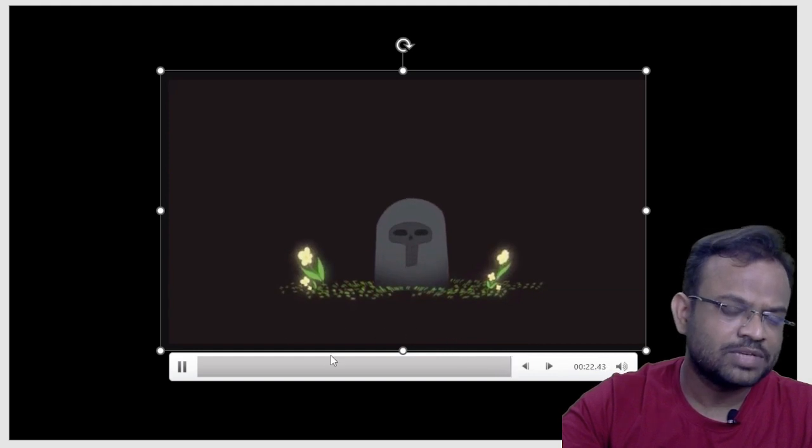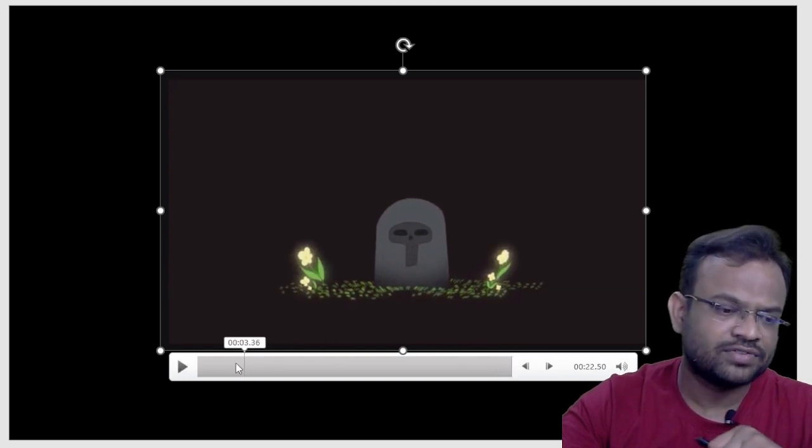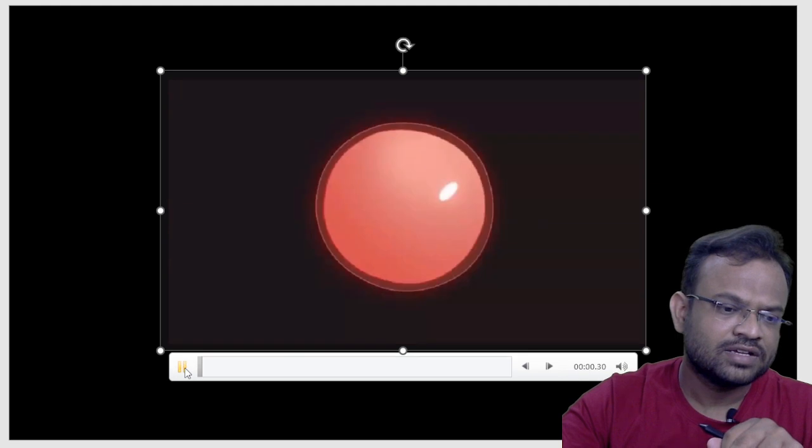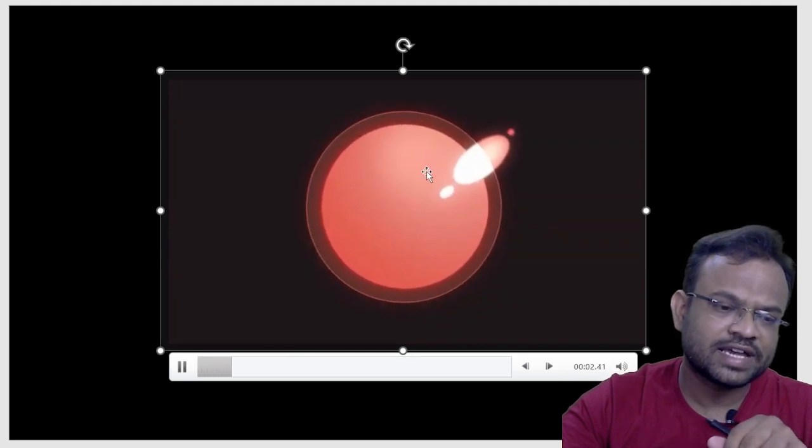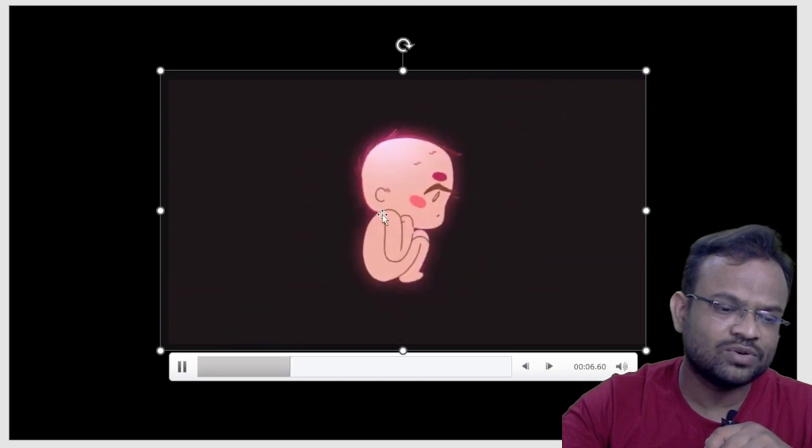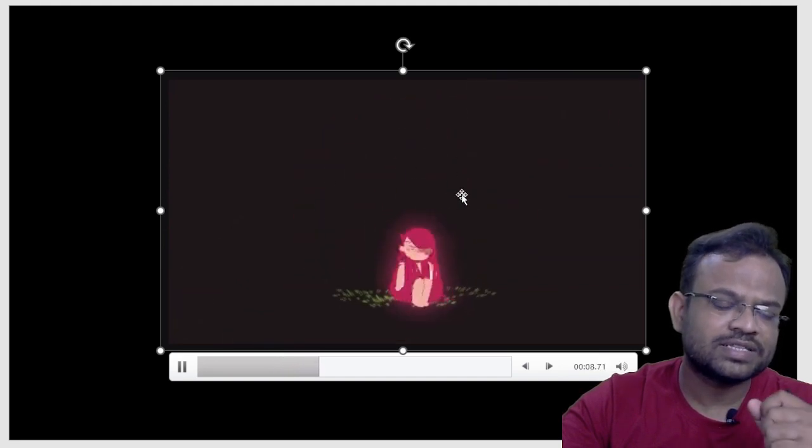Right, so I believe you would have seen the GIF. Let us start again. So you can see that this is a zygote. Now what happens is that the zygote starts dividing. You can see that the zygote has divided. A new birth has taken place.